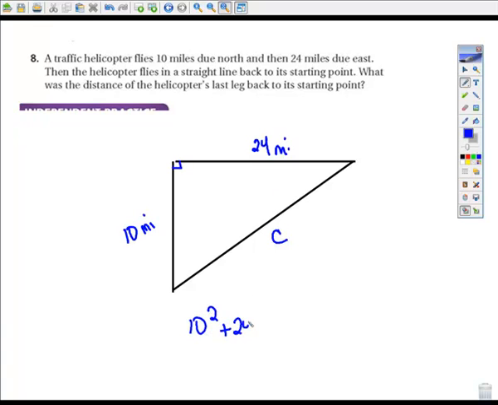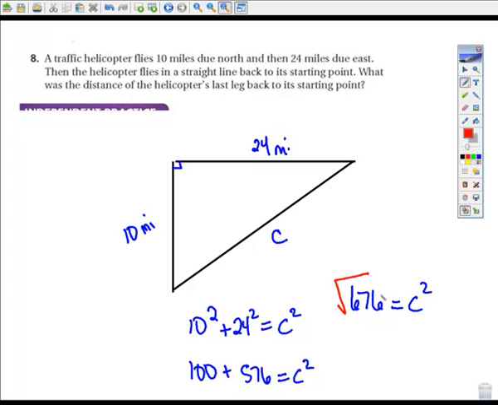So 10 squared plus 24 squared equals c squared. Now ask yourself, would it have mattered if I did 24 squared plus 10 squared? You think about that. So I get 100 plus 24 squared, which is 576, equals c squared. I'll add those to get 676 equals c squared. And now I will take the square root, and I believe the answer is 26, but I will double check. Square root of 676, yep, it's 26, and this is in miles. So from here to here, when the helicopter flew, it was 26 miles.